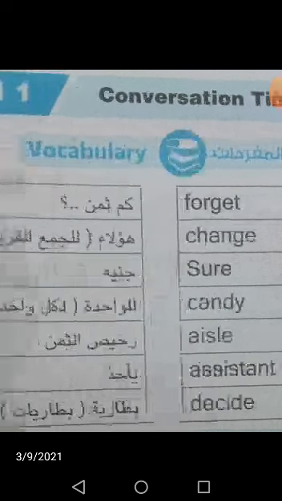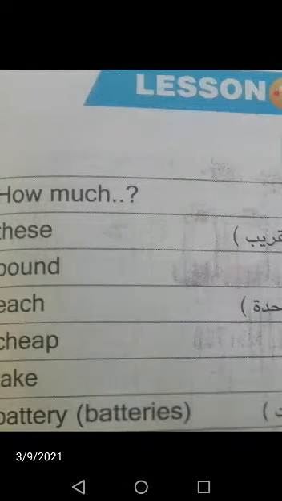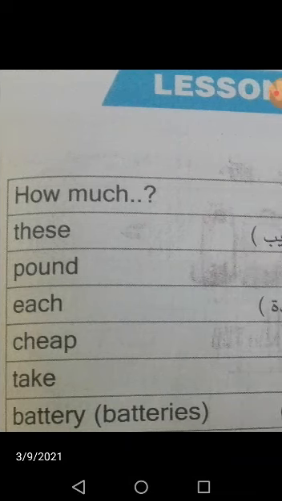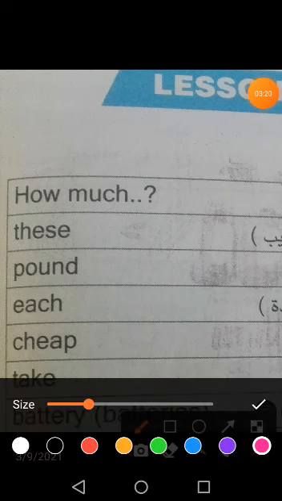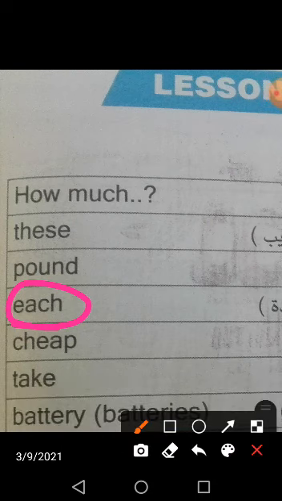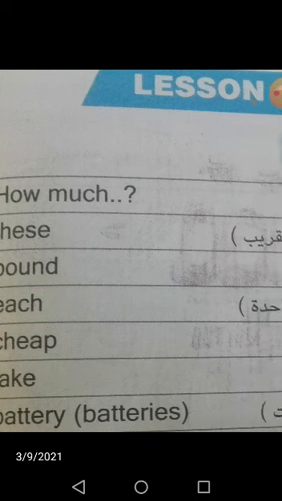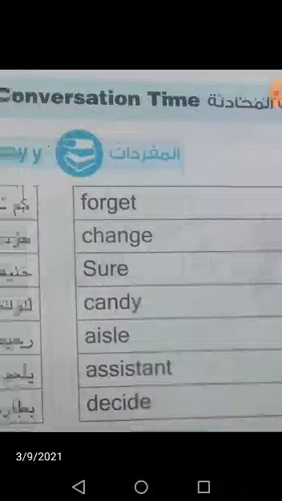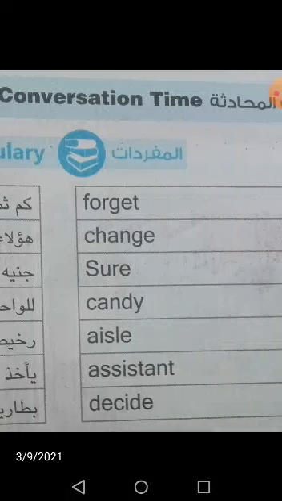Again, one more time. Let's read the vocab again. How much? These, pound, each. Each is very important, meaning for each one. Each, okay? Cheap. Take, battery, batteries. Forget, change. Sure, the sound of sh. Candy, aisle, assistant, decide. You have to memorize these words, grade 4, okay?